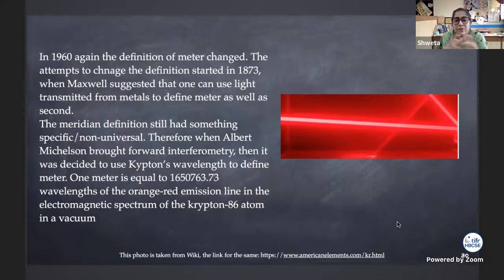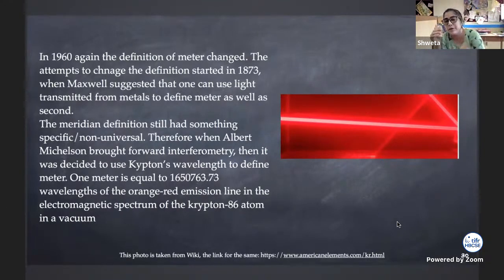So at that time there was research. There were findings about how we can find light emission from elements. So Maxwell's work. There was a constant attempt to figure out whether we can use this transmitted light to define meter as well as second. And then finally, Michelson, who is also a Nobel laureate, figured out that one can use Krypton's wavelength to define it. He basically came up with interferometry, which is a device where you can interfere wavelengths. So this was a big thing in science and measurement, and people could now measure very, very small distances.